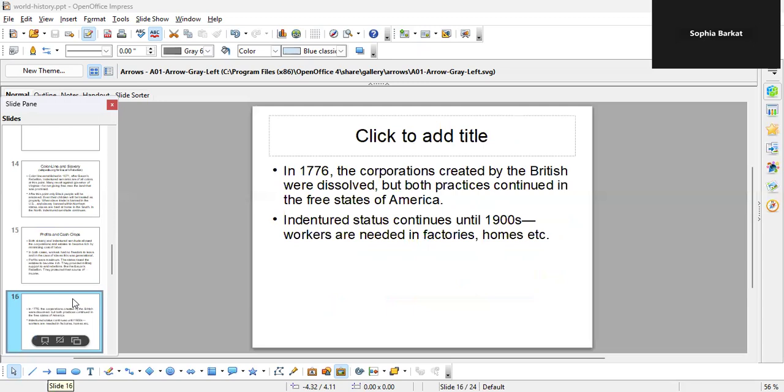By 1776, the corporations created by the British were dissolved, but both practices continued in the Free States. Indentured status continues until the 1900s. Workers are needed in factories, homes, etc. But more so, you see the rise of capitalism in the US because we're still doing cash crops. And you also see the way that the English state became a stable, centralized power.